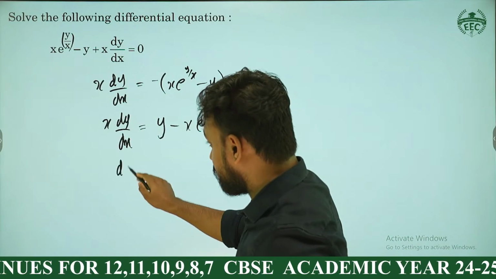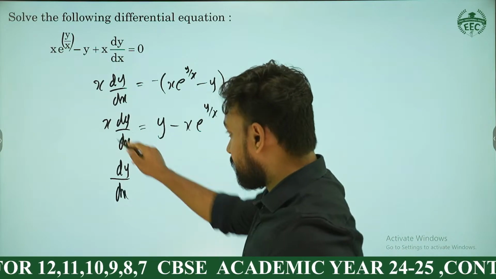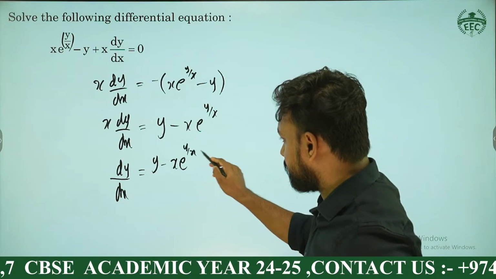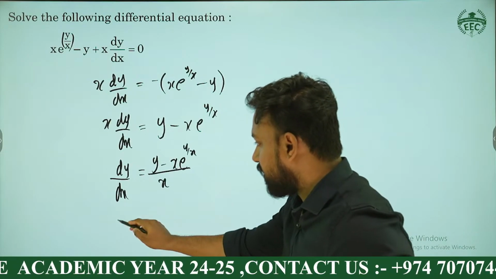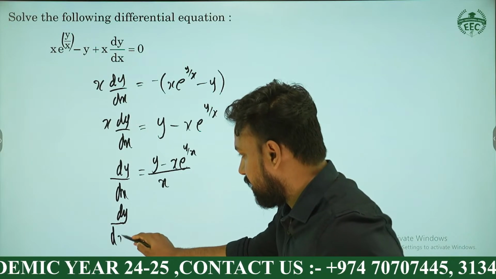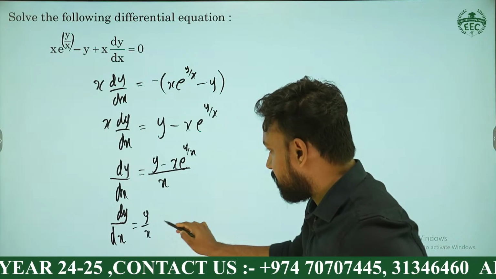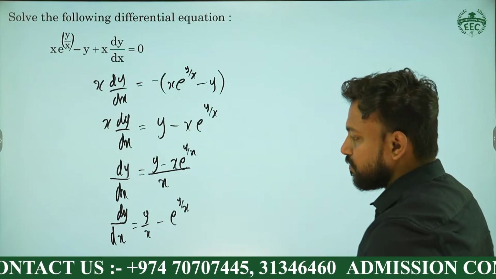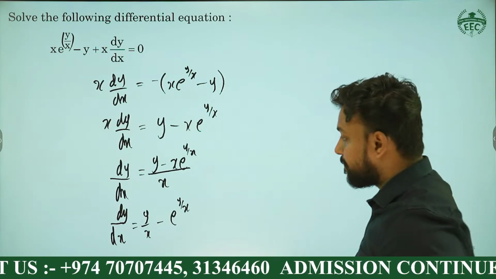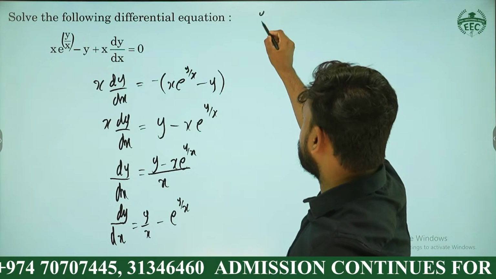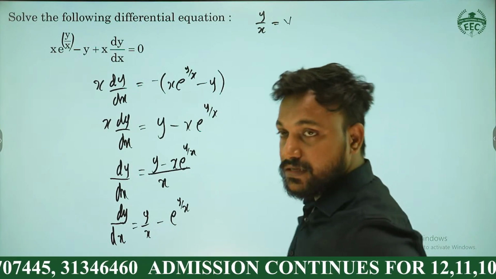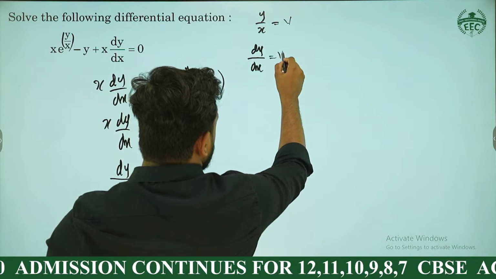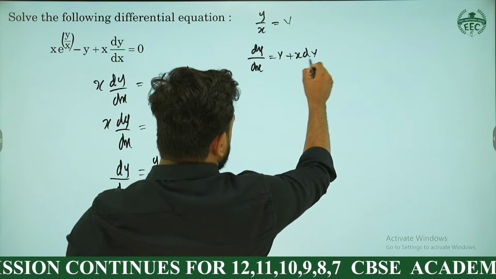But here is a problem. No, there is no problem because there is an x. So I can take that x to the right side. That x becomes the denominator of the right side, all divided by x. So finally dy by dx is equal to y by x minus x by x, which cancels off, e raised to y by x. Then what's the next step? We want to put y by x is equal to v. Then what happens? dy by dx is equal to v plus x into dv by dx.